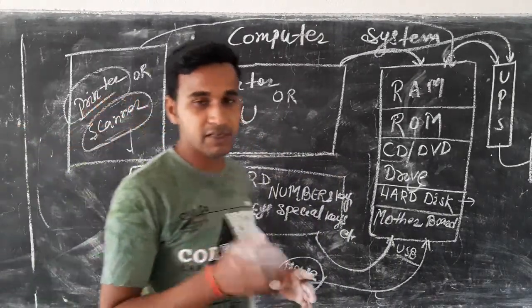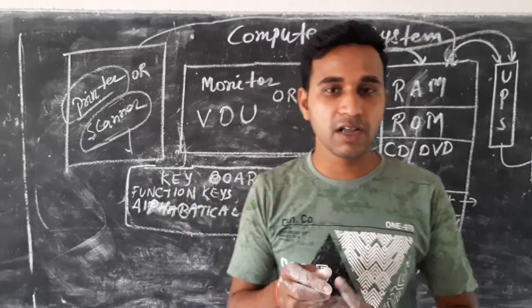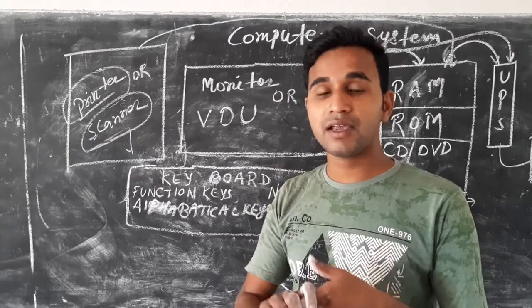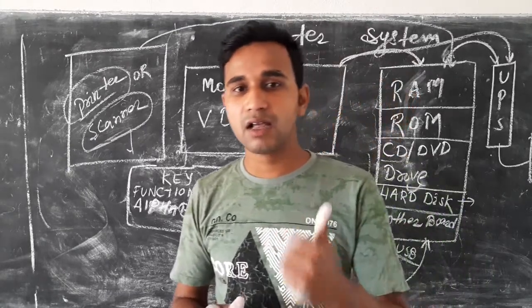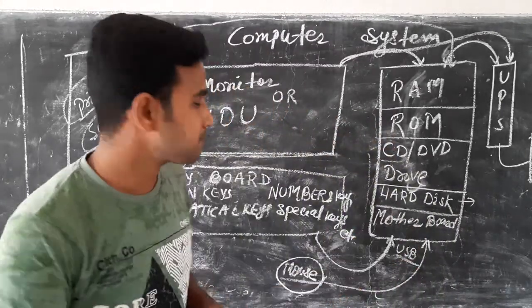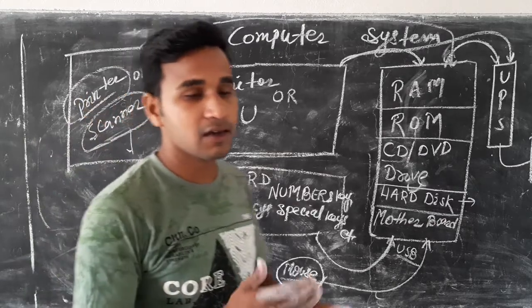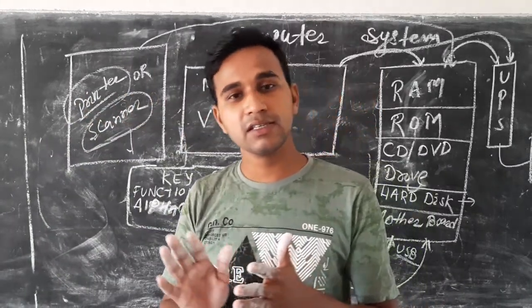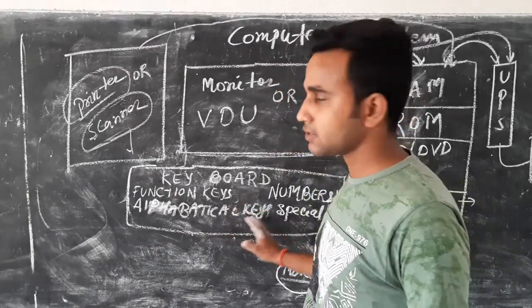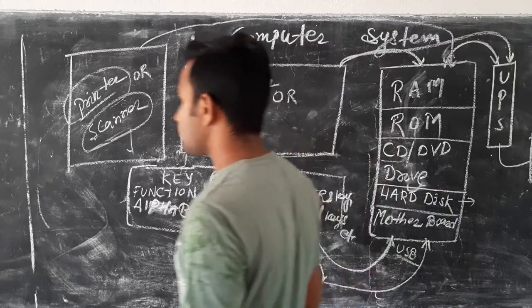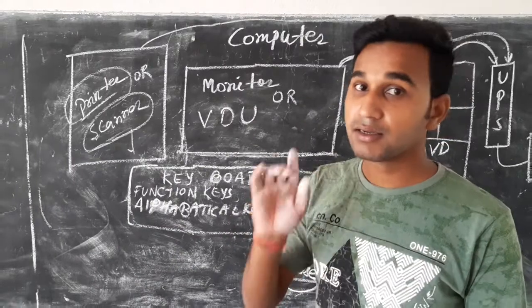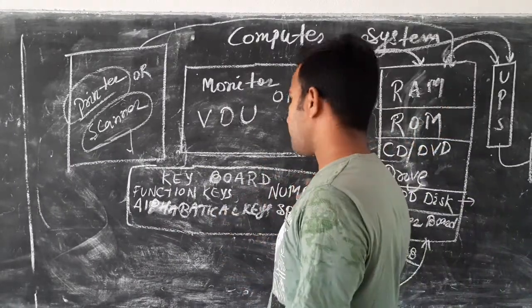Function keys has 12 keys, F1 to F12, meaning F1, F2, F3, F4, F5, F6, F7, F8, F9, F10, F11, F12. All keys are used in different ways. Second, alphabetical keys A to Z, A B C D E F G H I, whatever comes in alphabetical keys, meaning 26 keys. Number keys also, 0 to 9, 0, 1, 2, 3, 4, 5, 6, 7, 8, 9. This is all the number keys.